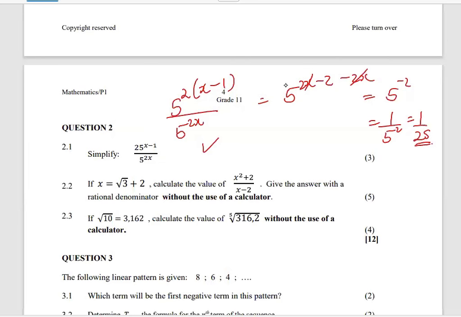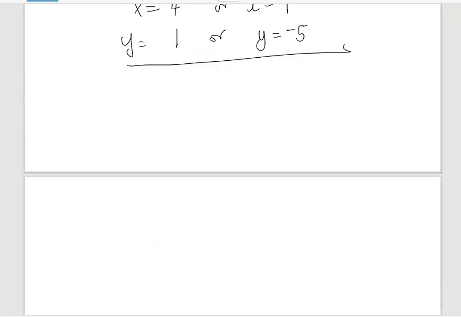2.2. If x is root 3 plus 2, we must find the value of this. Give the answer with a rational denominator without the use of a calculator. So let me try to write it on this side and see. What does the question say?